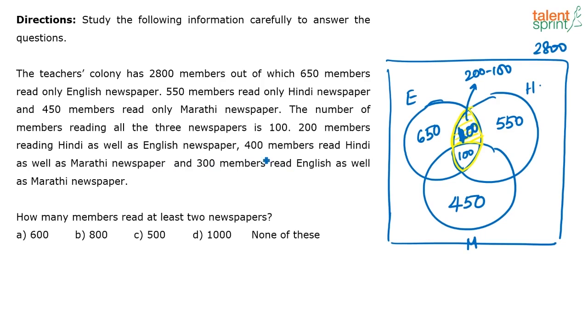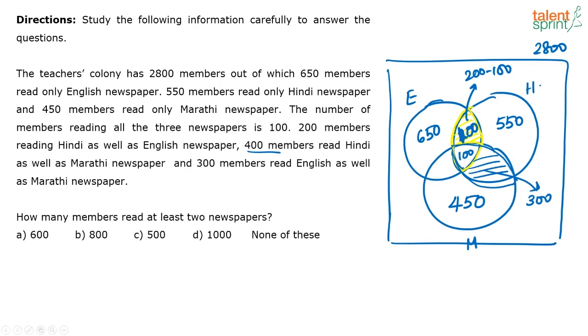Now next, similarly, what have they given? 400 members read Hindi as well as Marathi newspaper. So where is this 400? They are referring to this full thing, right? That means how many people will be reading only Marathi and Hindi? That is nothing but 400 minus 100, that is equal to 300. So this shaded region is 300.